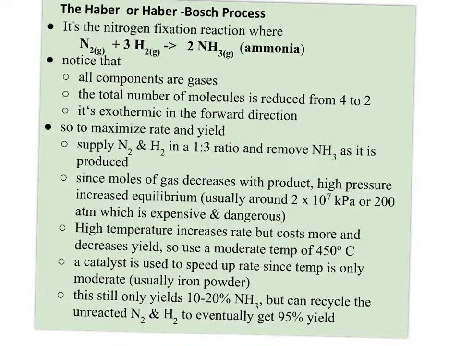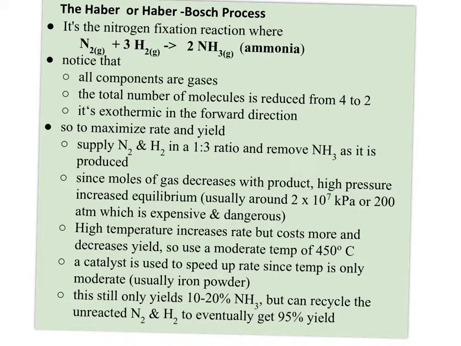Since the moles of gas decrease with product, high pressure would increase your equilibrium yield. So usually this experiment's run around 200 atmospheres, which is a lot of pressure. It's 200 times more than what our atmospheric pressure typically is. That's expensive and it's dangerous, but that's kind of the norm that's used. The high temperature would increase the rate, but it would cost more and it would decrease the yield.